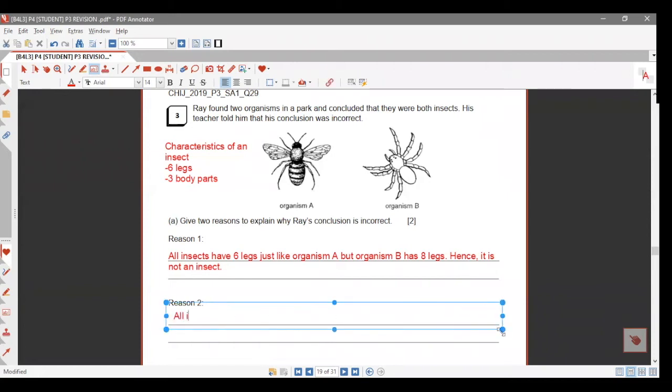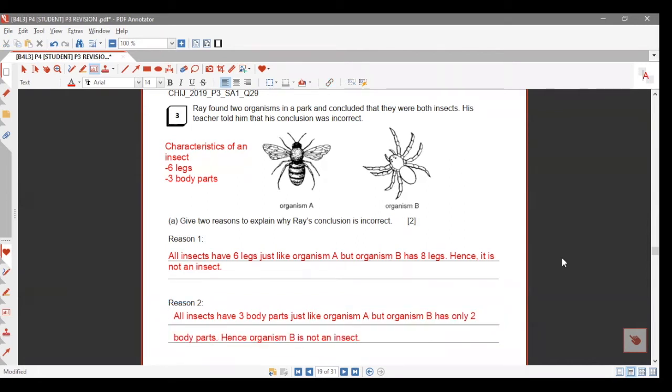So we say that all insects have 3 body parts, just like organism A. You need to make reference back to organism A. You cannot just say all insects got 3 body parts and then you leave it there. Because now you are trying to compare between organism A and organism B. So you need to make reference back to why the conclusion is wrong. So you need to say insects got 3 body parts just like A, but not in B. Okay?